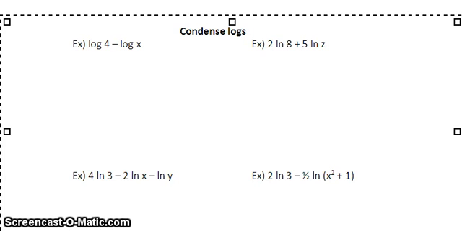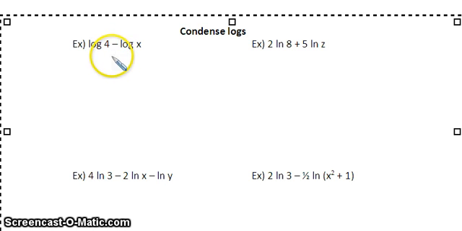Welcome back to the second part of Trig 5.3 notes. This section of the notes is going to deal with condensing logs. So we're going to be looking at problems that have multiple logs in it. So for example, 2 logs or 2 natural logs or 3 natural logs. And we're going to work backwards and we're going to consolidate it down so our answer is log of something, 1 log.